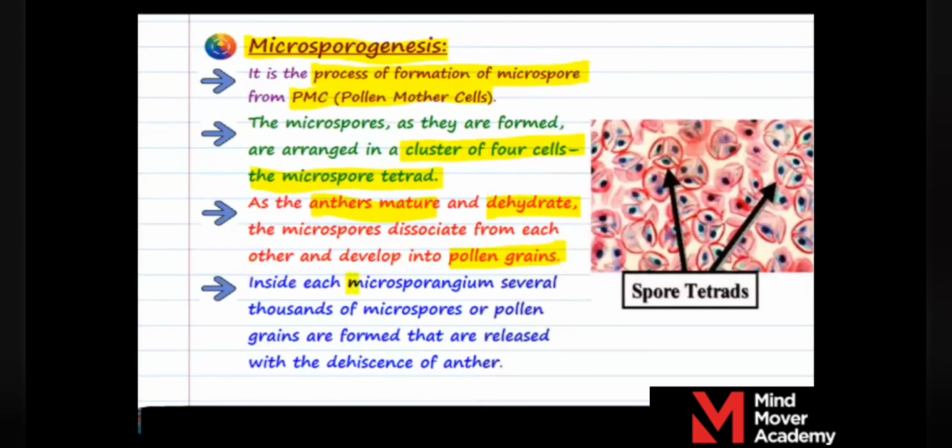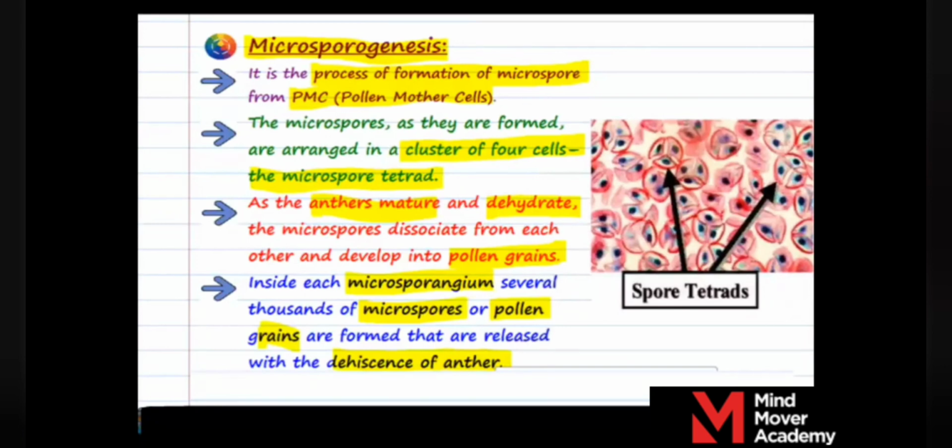Inside each microsporangium, several thousands of microspores or pollen grains are formed that are released with the dehiscence of the anther. So what is happening inside the microsporangium? A lot of microspores or pollen grains are formed and they are released once the anther bursts open. That is the dehiscence of the anther.